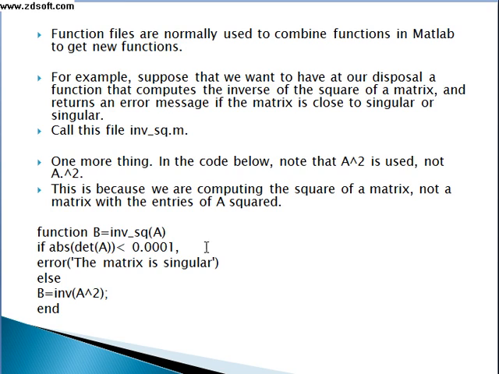Now the code for this is function, starting from small f, output b equal to file name, that is inv_sq, and input is a, so in brackets a. Now if abs of determinant of a is less than 0.0001, then an error message should come, that is, matrix is singular. This is a case of a singular matrix, so I am considering it. Now the else case will be b is equal to the inverse of a squared. That should be my output, so I am assigning b the value inverse of a, that is my matrix squared, and end the function, so it will give me the output.